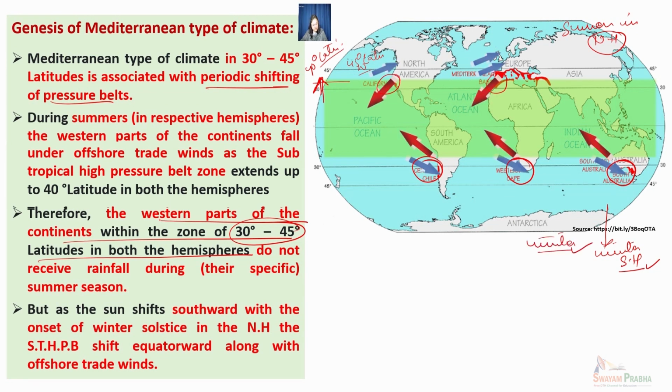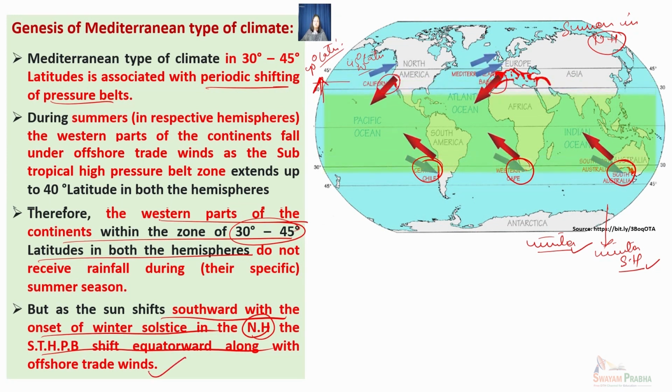But as the sun shifts southward with the onset of winter solstice in the northern hemisphere, the subtropical high pressure belt shifts equatorwards along with the offshore trade winds. Just observe the shifting of pressure belts southward during the northern winter season. So with the southward shift of the subtropical high pressure belt, the trade wind also shifts southward.